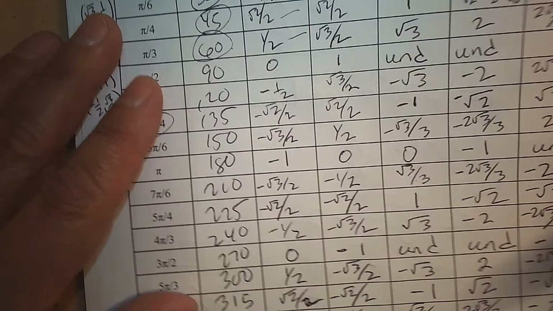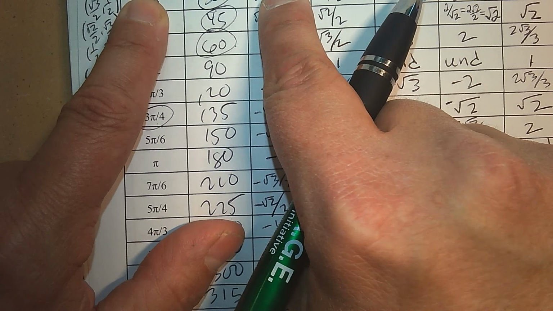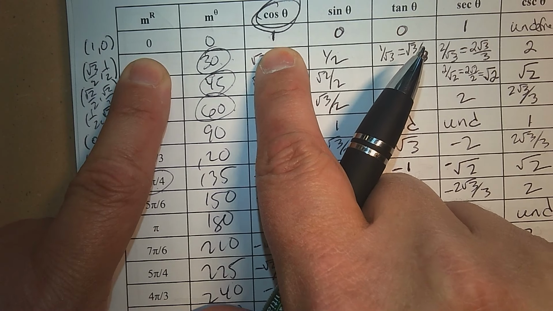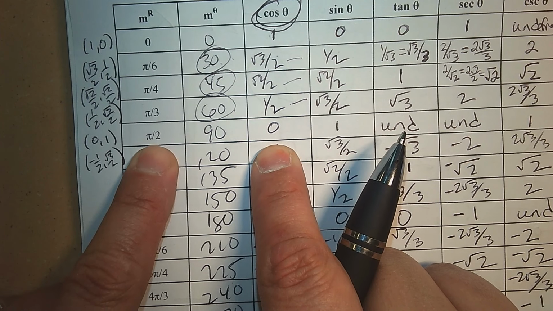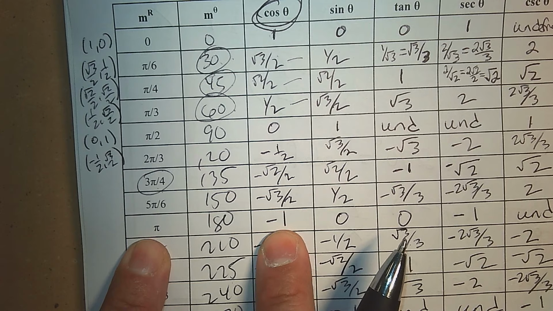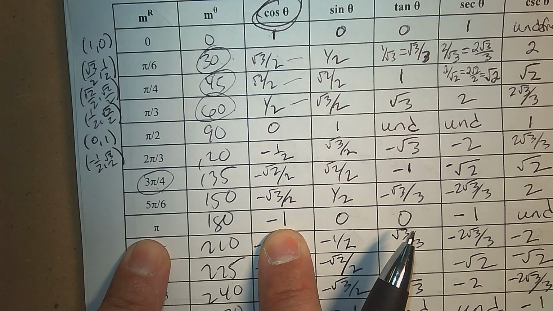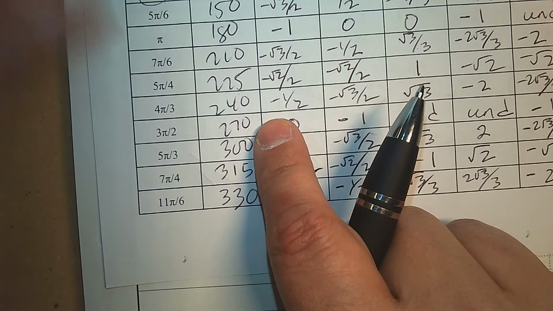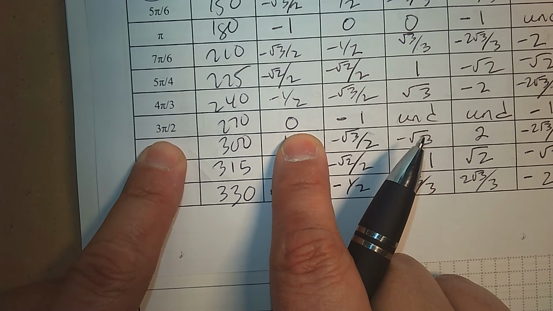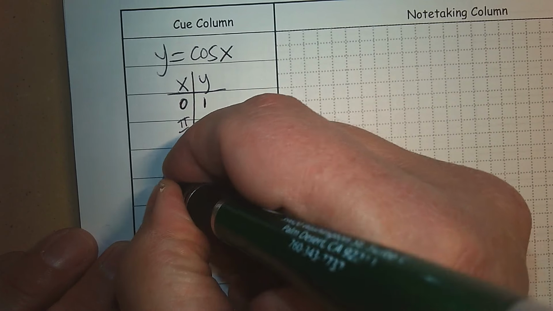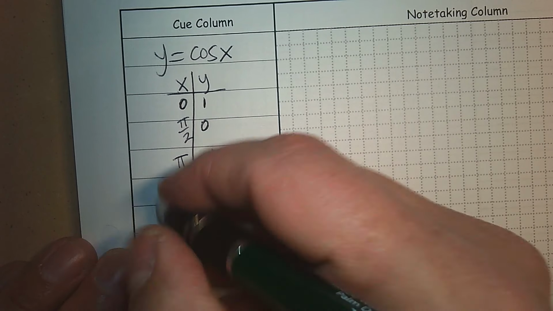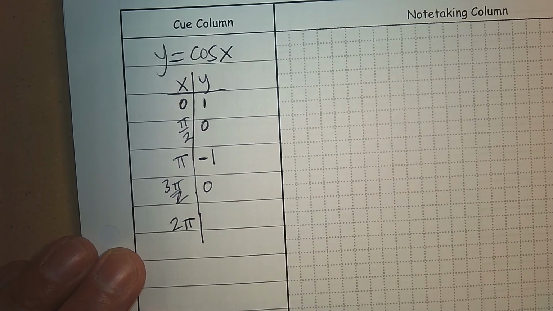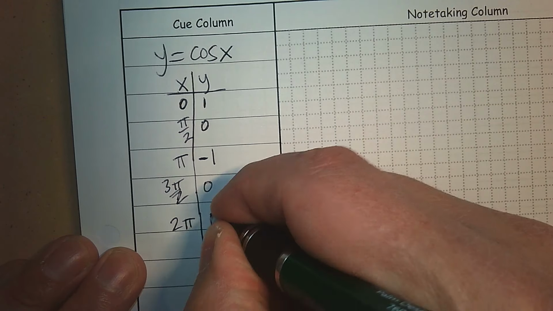So as you look down here, at 0, the answer is 1. At pi over 2, the answer is 0. At pi, the answer is... negative 1. At 3 pi over 2, what's the answer? 0. And then at 2 pi, that brings us back to 0, and the answer is 1.